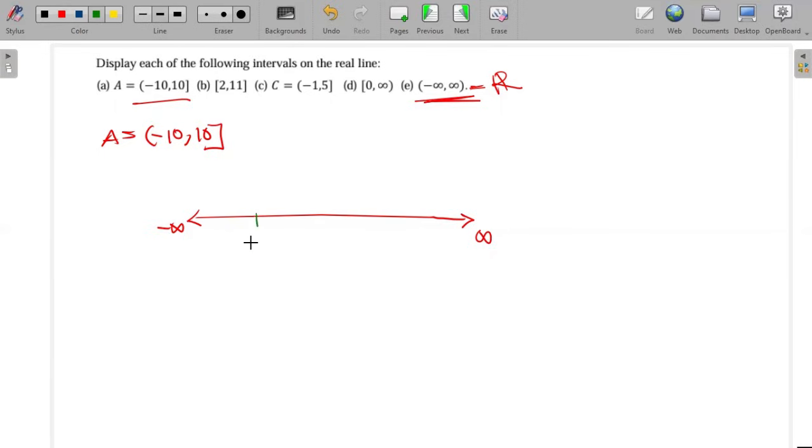I'll just list it here. Maybe my negative 10 is here, and then I have my 10 there. At negative 10, it's open, so you're going to write an open circle there. Then you draw a line all the way to 10, and at 10 you shade in the circle, since 10 is part of the interval. This represents those numbers. We leave negative 10 open because it's not in my set, while on the other side, 10 is going to be part of the set.